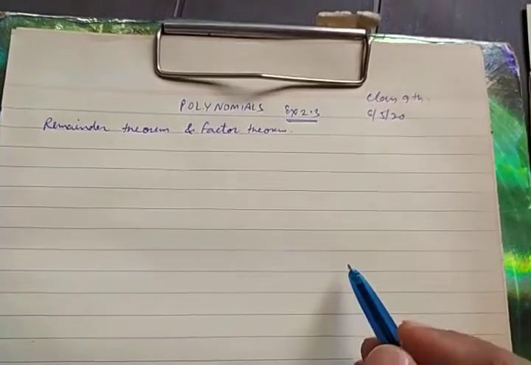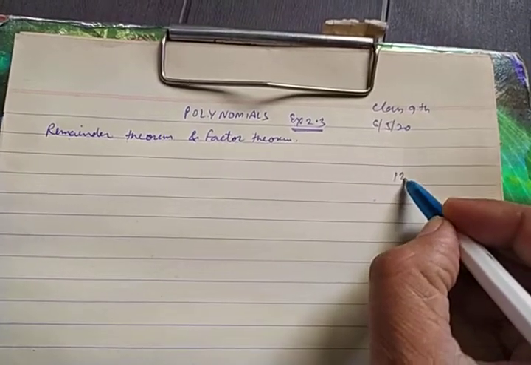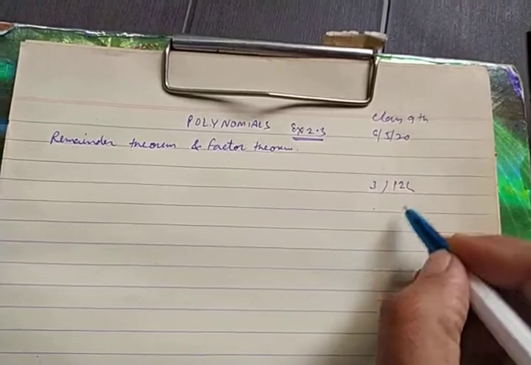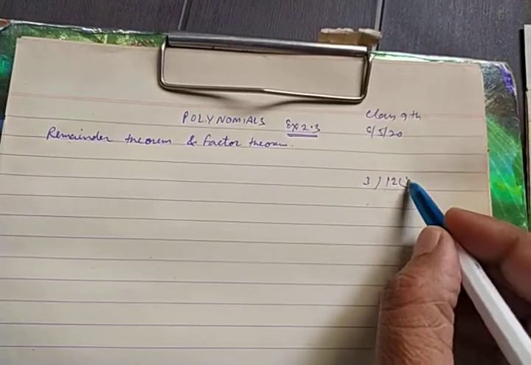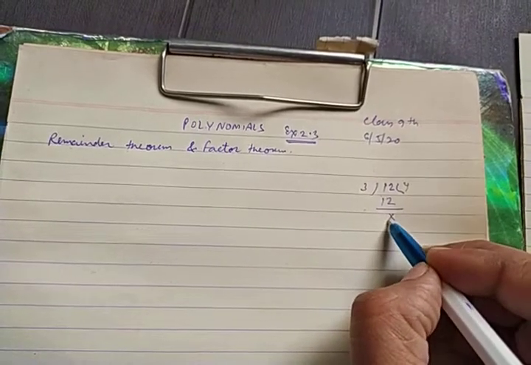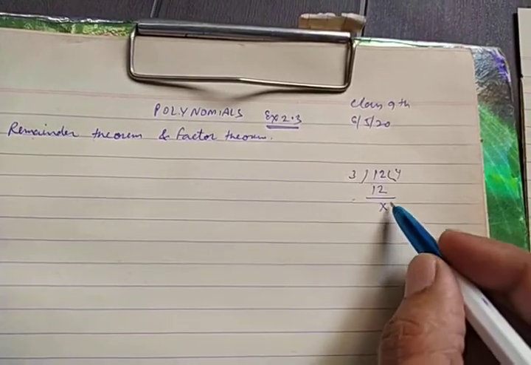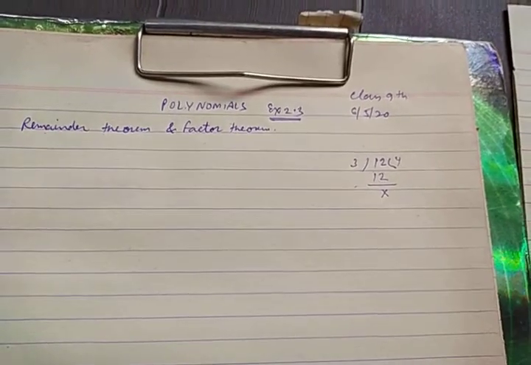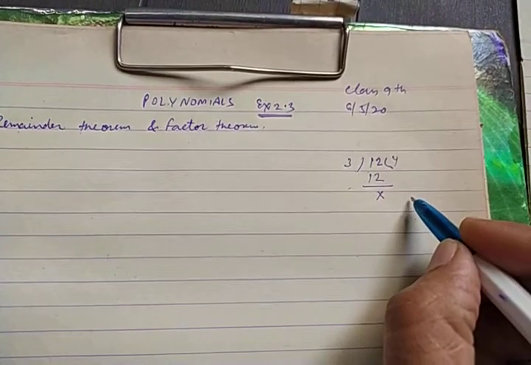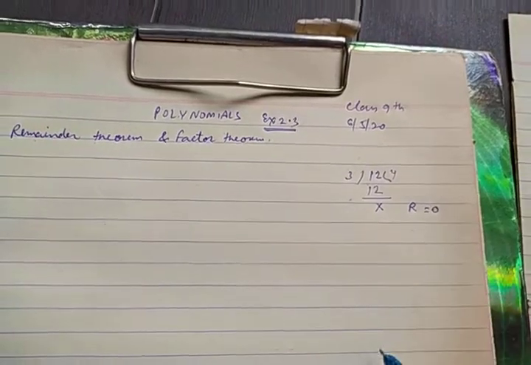What is remainder? Suppose I am dividing 12 by 3, what will happen? This will go 4 times. 3 fours are 12, and the division is completed. There is no remainder, or we can say remainder is 0, because when you subtract 12 from 12, you will get 0. Let us represent remainder by r. Remainder is 0.